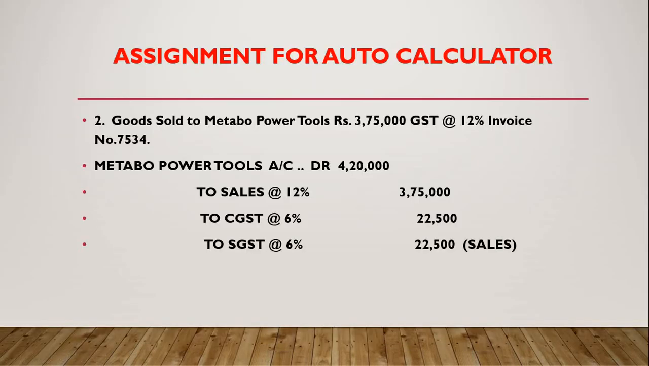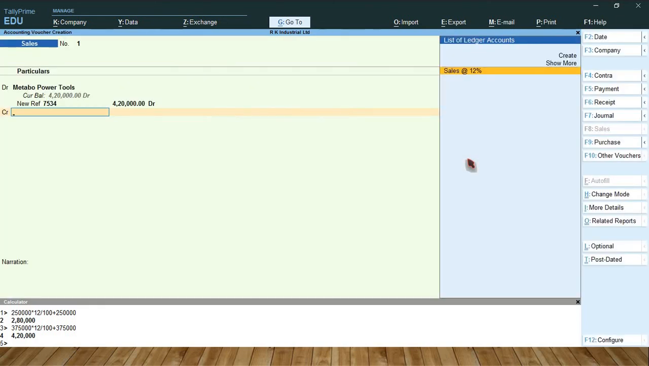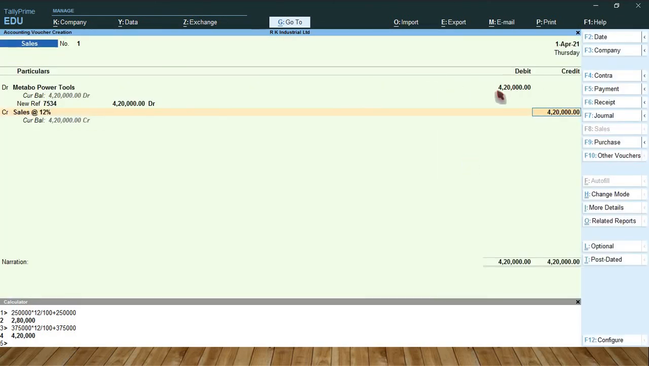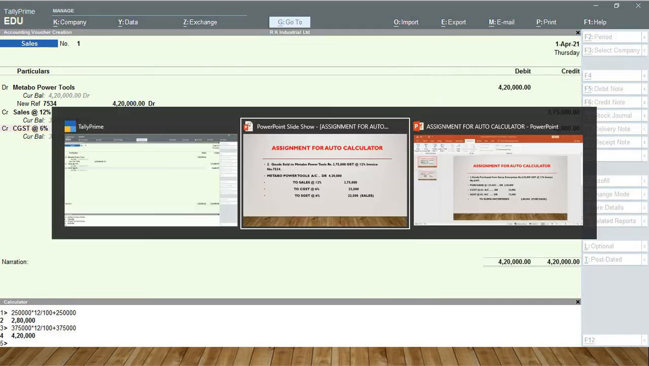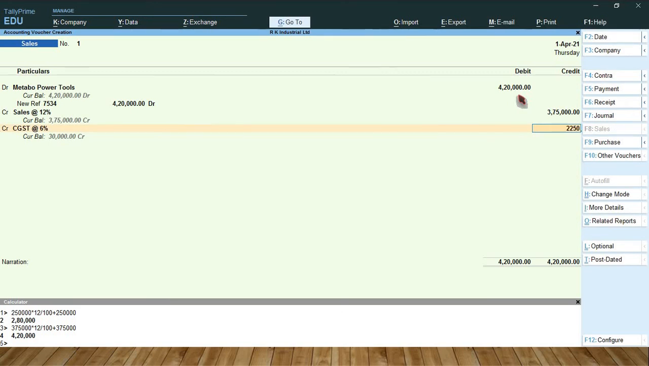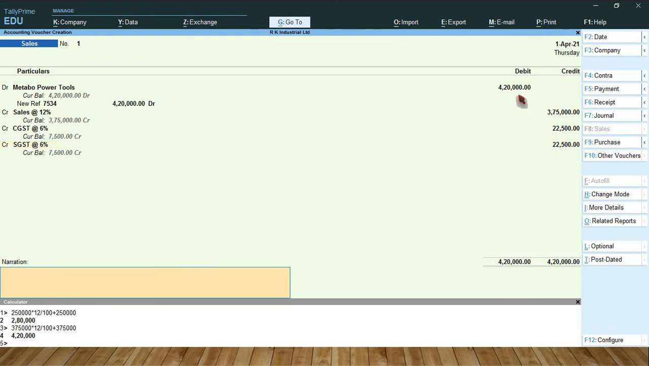Type the invoice number 7534. See here, friends, 4,20,000 directly appears in the amount field. Sales amount is 3,75,000. Select CGST, that is 22,500. Select SGST, 22,500. Okay, friends, you got it.